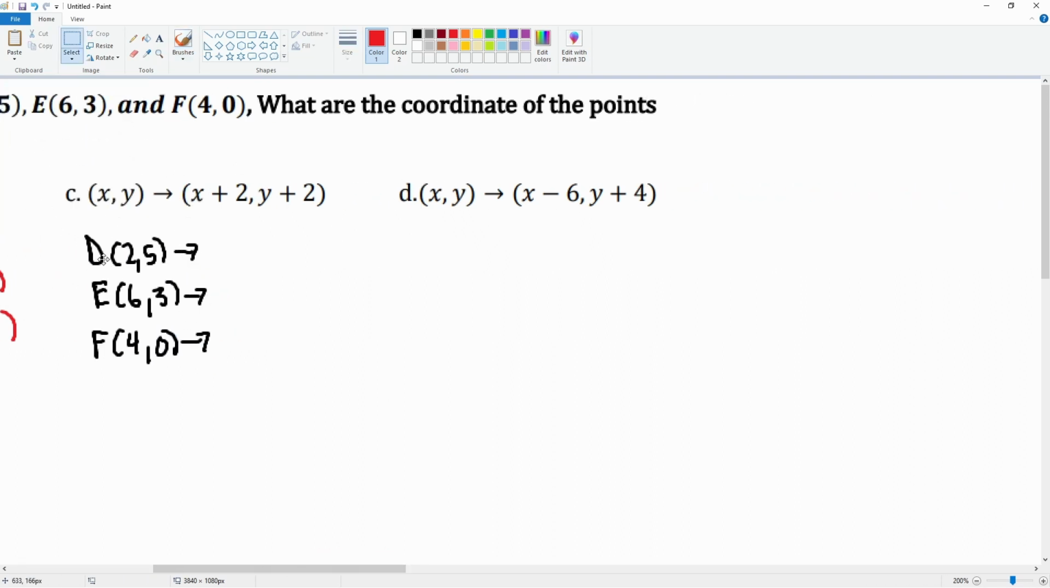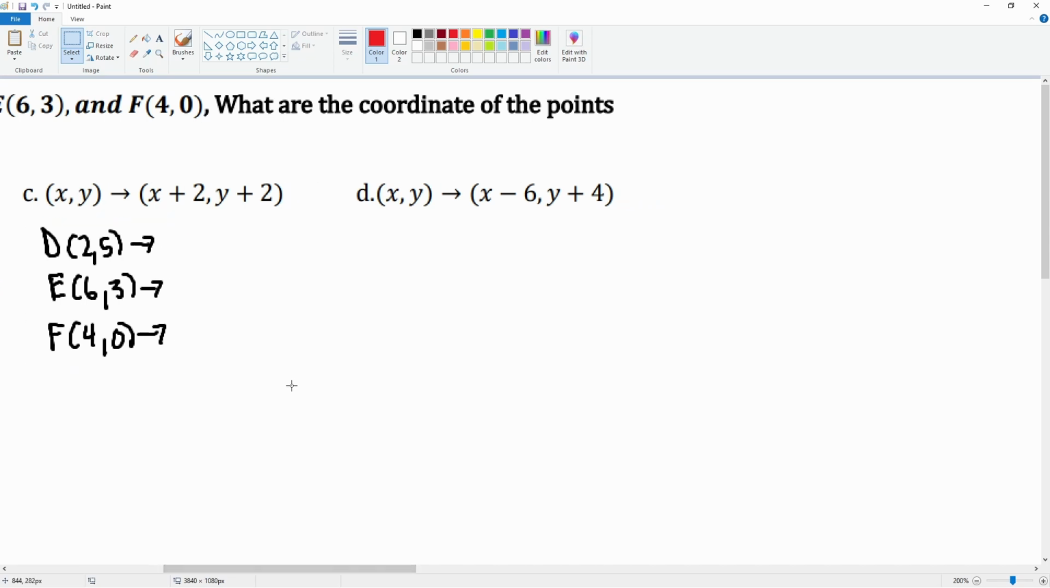Here are the 3 original points. They're going to go under this translation, x plus 2 and y plus 2. So the point D prime is 2 plus 2, which is 4, and 5 plus 2, which is 7. So that's what D prime is. E prime is 6 plus 2, which is 8, and 3 plus 2, which is 5. F prime is 4 plus 2, which is 6, and 0 plus 2, which is 2.